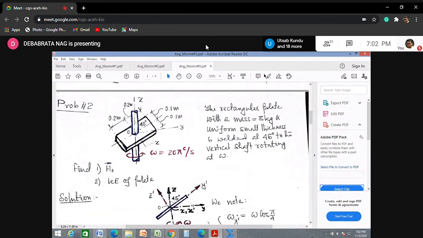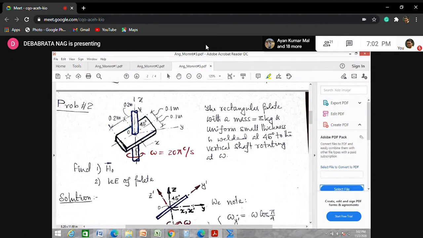So you see, this is the second problem that we are having. Now, what is this problem saying? This problem is saying that we have a vertical shaft. All these problems are collected from the book by Meriam and Craig. You can find them from there. So you see, this is a vertical shaft.